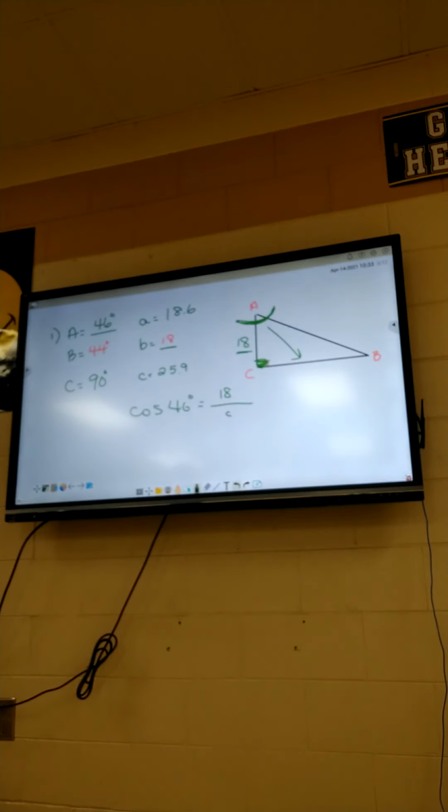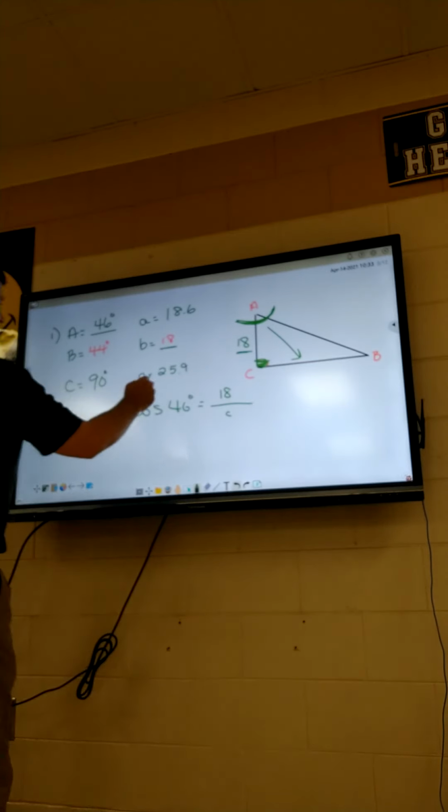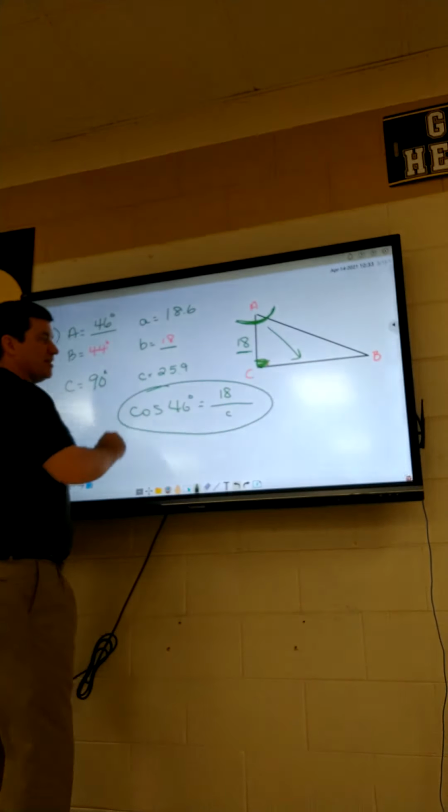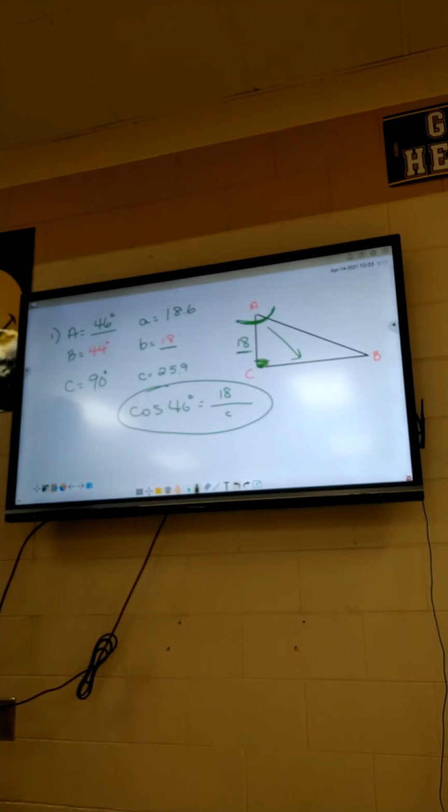Can you use law of sines? Because I use that and I got the same. Yes, you could use law of sines, but this step right here is what I want to see. As long as I see that, I don't care how you do it. I want to see your right triangle formula. We spent a week on that. I want to see it.